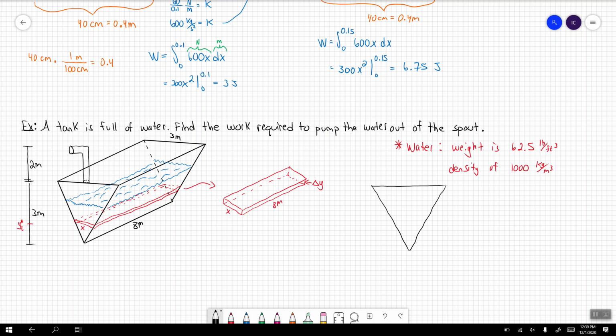So the triangle that we're working with has a base, up here the top base, of 3 meters, and it also has a height of 3 meters. Okay, I'll just point to it. There we are. So height and base are the same.